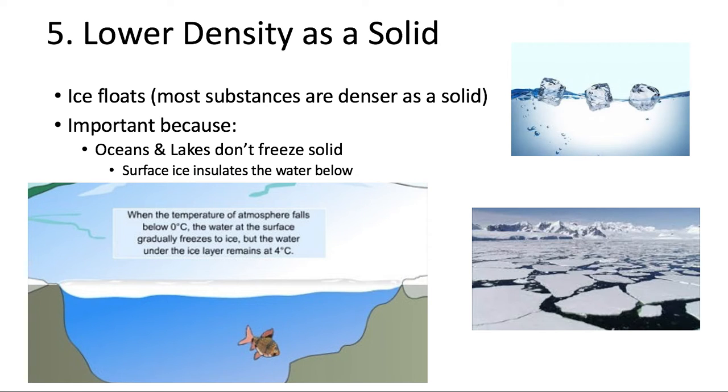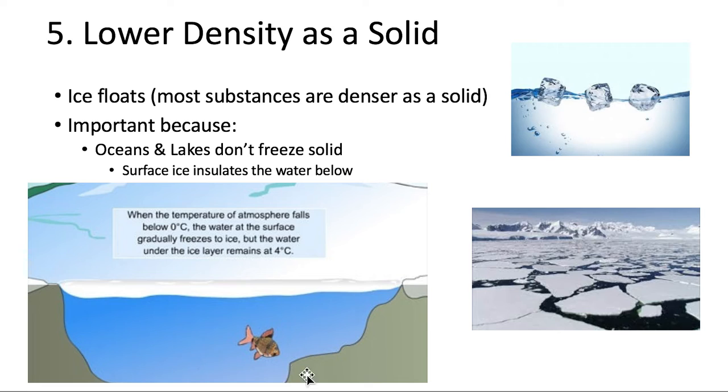Okay, the fifth property of water is that it has a lower density as a solid, which results in the fact that ice floats. And you can notice this if you have like a glass of Coca-Cola and you put some ice cubes in it, they float to the top. And this is important not just for your drink, but it's important because oceans and lakes don't freeze solid. The surface ice helps to insulate the water that's below.